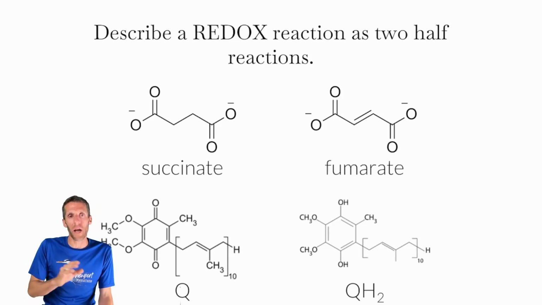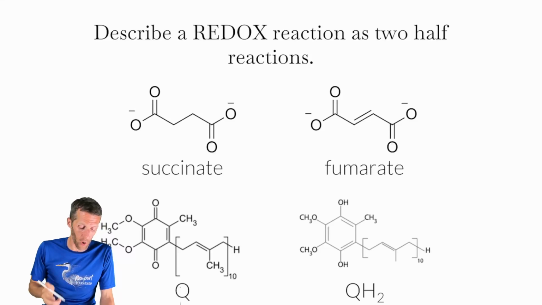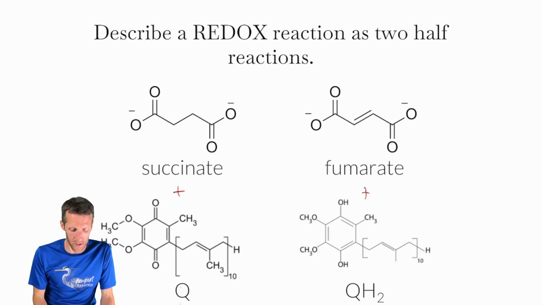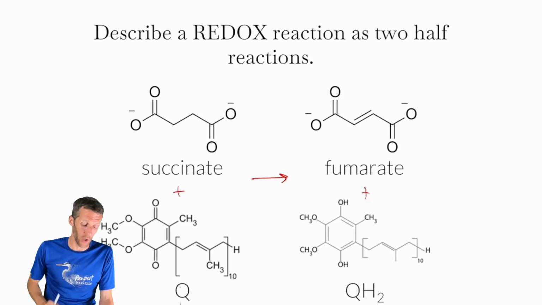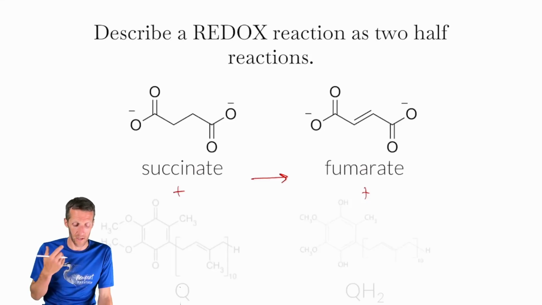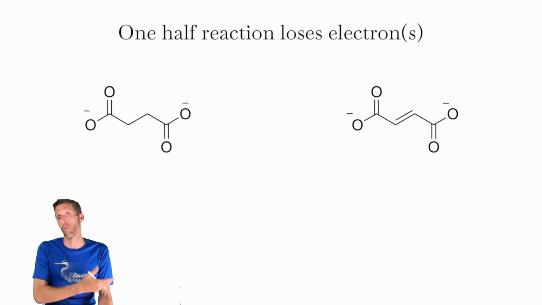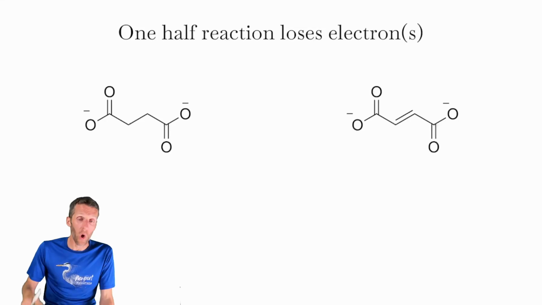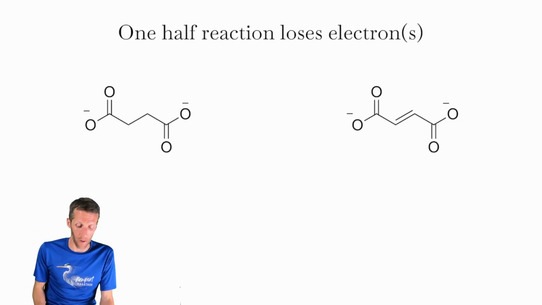But what we're going to do here is we're actually going to take a redox reaction and break it into two half reactions. And so I said that this is the reaction we're talking about, is succinate plus Q going to fumarate plus QH2. We can actually describe this as two half reactions, Q going to QH2 and succinate going to fumarate. And it's productive to think about those separately because we can actually think about the energy to take electrons from one to the other. So one half reaction is a loss of electrons. And we can see that here.